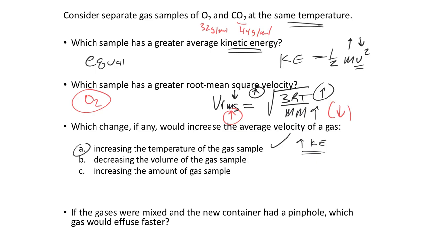Cutting the volume in half would increase the pressure, but increasing the pressure doesn't change the velocity of the particles. You're going to have particles hit the container walls more often, but not with a faster velocity, not with a greater force. So B is not going to work.